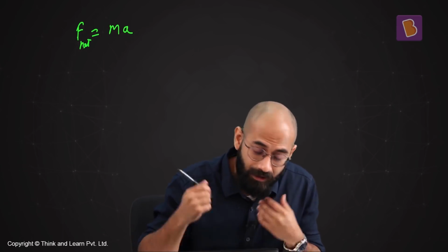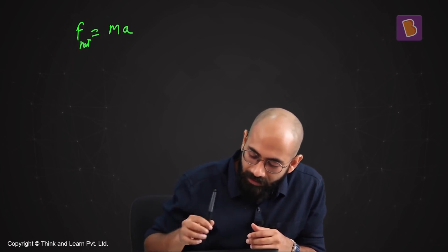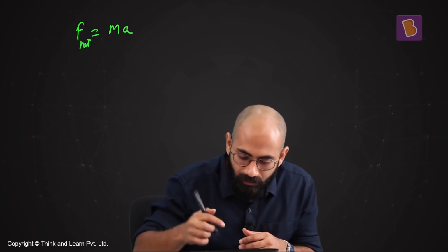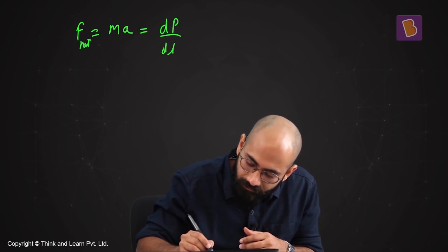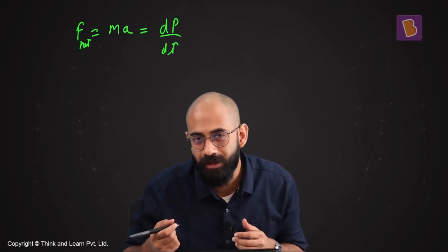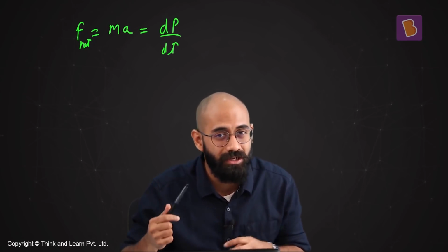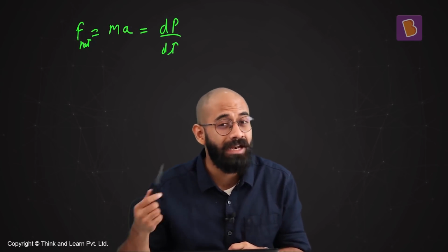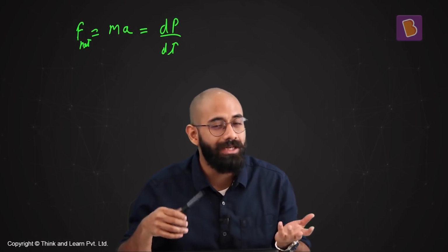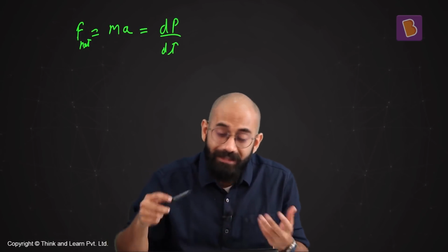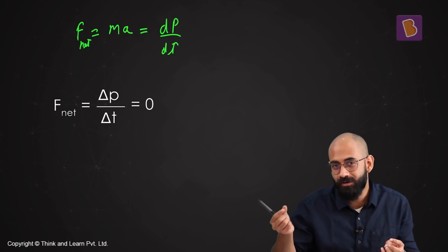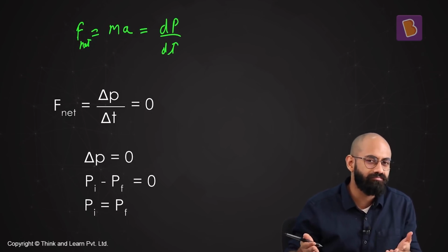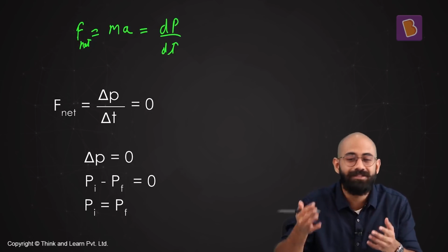Also, conservation of momentum makes sense because you can derive it from here. We can write F equals ma as dp by dt, where p is momentum, so dp is the change in momentum. This means that if F net is 0, then dp by dt will be 0, which means that dp, the change in momentum, has to be 0. And that is the idea or law of conservation of momentum. If the net force acting on a system is 0, then the change in momentum should be 0. As you can see, this is also an extension of the second law of motion.